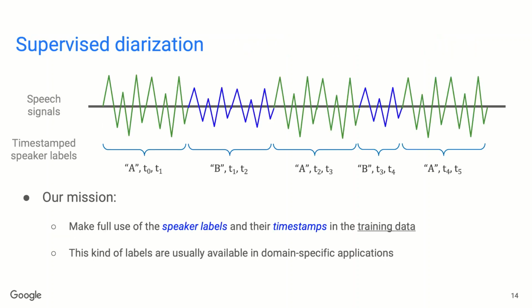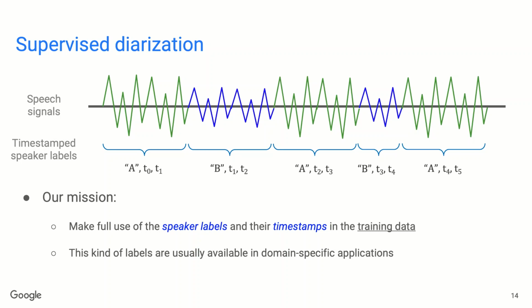So how do we make the speaker diarization task also a supervised problem? We first need to understand what supervised information we can use. In a speaker diarization training set, apart from the speech signals, we usually have time annotations of many segments. Each segment has a start time, an end time, and a speaker label telling us who spoke this segment. Our mission is making full use of these speaker labels, together with the timestamps in the training data.